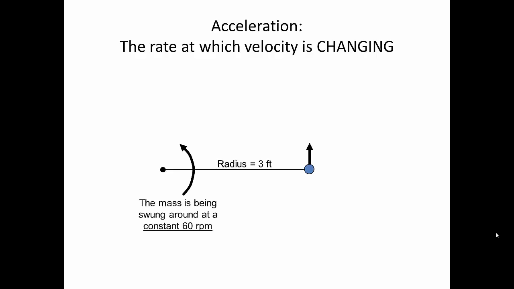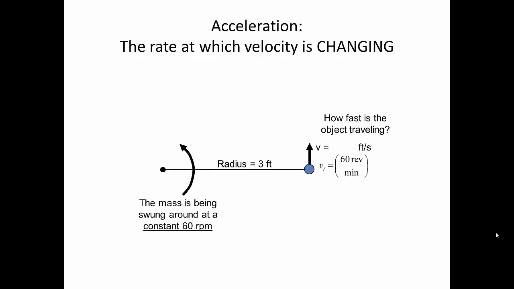Acceleration is the rate at which velocity is changing. So let's take our mass and say that we're spinning it around a center point. It has a radius of 3 feet, and the mass is being swung around at a constant 60 RPM, or 60 revolutions per minute. How fast is the object traveling in feet per second?